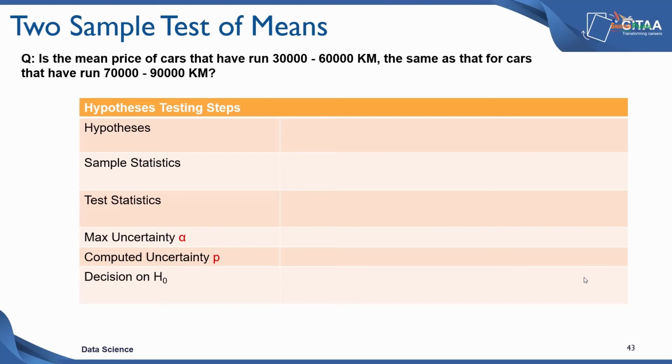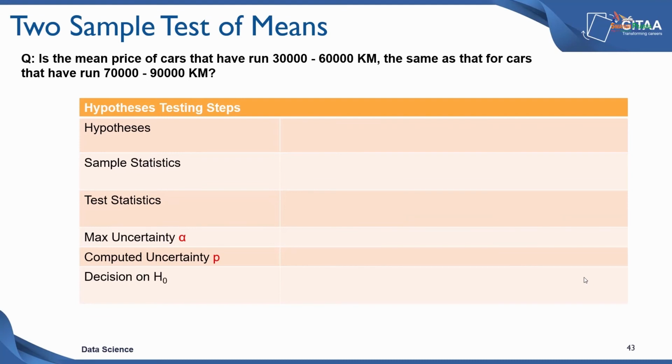To initiate an inquiry into this, preliminarily we want to look at the average price of cars that have run 30,000 to 60,000 kilometers. That's a range. Is the average price of all cars that have run that range different from the average price of cars that have run 70,000 to 90,000 kilometers? This is not the full population, so we are now defining two subgroups in the population. One set of cars has run 30,000 to 60,000 kilometers, and another group has run 70,000 to 90,000 kilometers. There is absolutely no overlap between these two.